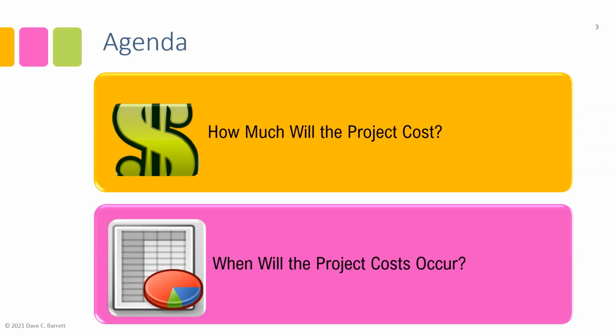And then the next question is, when will the project costs occur? Are they evenly distributed over the span of the entire project, or are they more towards the front of the project, or more towards the end, or something in between? That's a key question that needs to be answered and planned for during the budget planning processes.